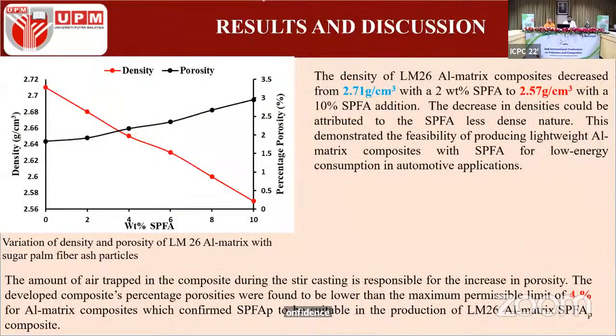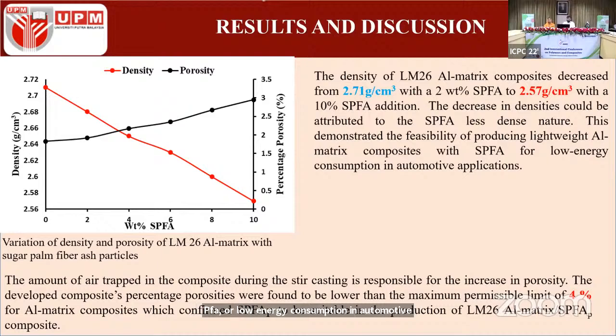So, result and discussion. The density of LM26 aluminum matrix composite decreased from 2.71 gram per centimeter cube, with 2% weight of sugar palm fiber ash, to 2.57 gram per centimeter cube, with 10% sugar palm fiber ash addition. The decrease in density could be attributed to the SPFA's less dense nature. This demonstrated the feasibility of producing lightweight aluminum matrix composite with SPFA for low energy consumption in automotive application.